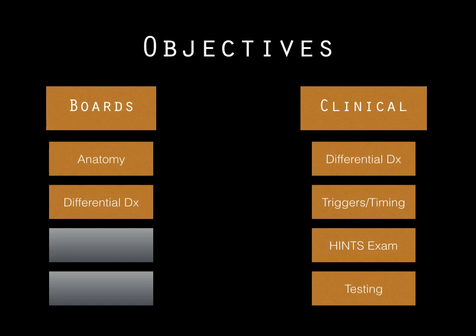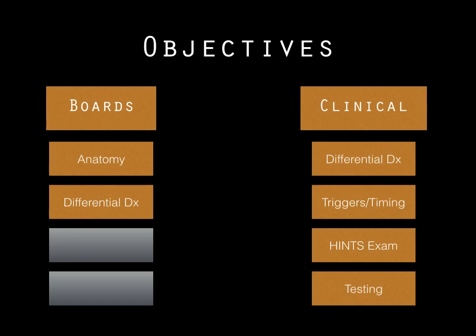In context of this, you need to know how to do a good history and a good physical. And the history includes knowing the associated triggers and timing for different kinds of dizziness. You need to know how to do a HINTS exam. That's increasingly common, that's the exam that we do to try to differentiate central or stroke-like causes of dizziness from a peripheral cause like BPPV, or benign paroxysmal positional vertigo, which is not as concerning.